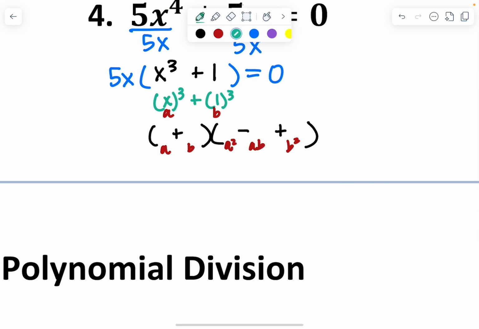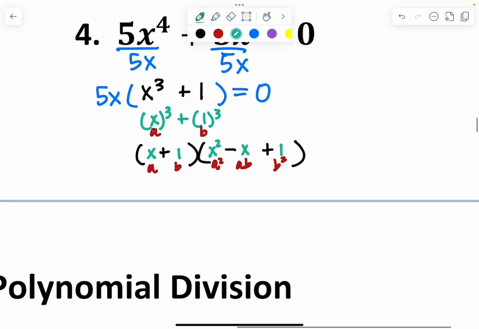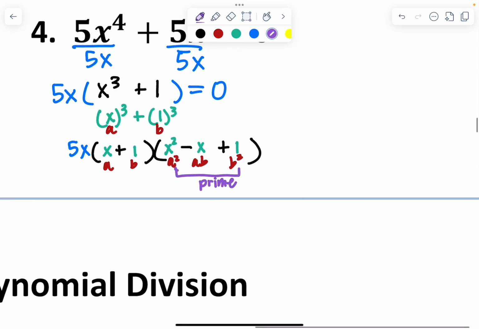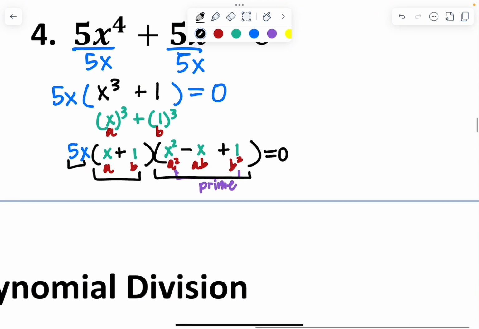And so a in this case is the x, b is 1, a squared would be x squared, b squared would be 1 squared, which is 1, and then a times b would be x times 1, which is just an x. Okay, and so we still have that 5x from the GCF. And this quadratic that you're left with, this trinomial, looks like it's going to be factorable, but it's always going to be prime. Okay, and so remember, all of this still equals 0, so we have to set each of these 3 factors equal to 0 to solve.